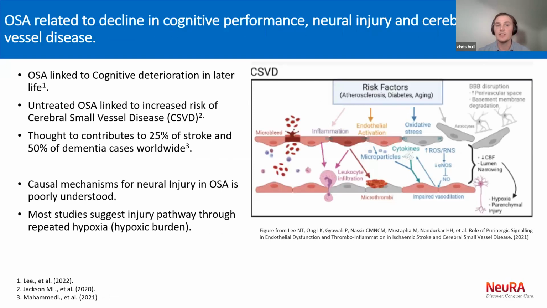Sleep apnea has also been linked to cerebral small vessel disease. If you have a look at the figure on the right, this is essentially damage to the smaller blood vessels and capillaries in the brain. This can take a number of different pathologies, and I'll get to that a little more later. When we talk about the causal mechanism of neural injury in OSA, we quite often make a number of assumptions and we don't really understand exactly what's happening. A lot of studies suggest hypoxia is the cause of injury, and hypoxia is the drop in oxygen saturation that occurs with respiratory events in sleep apnea.